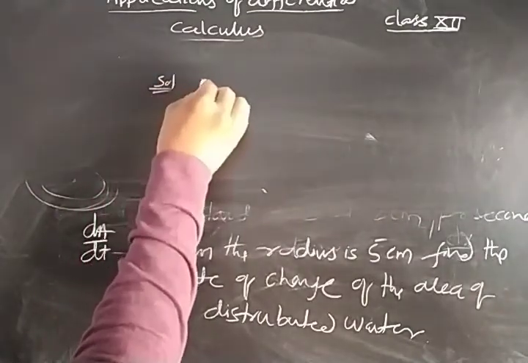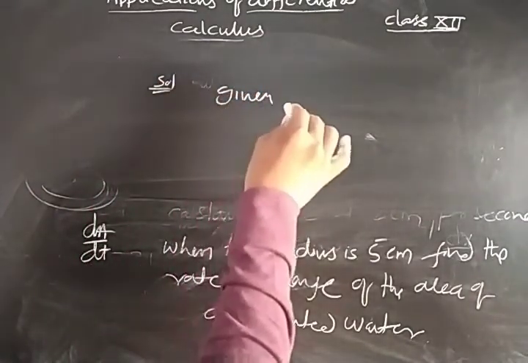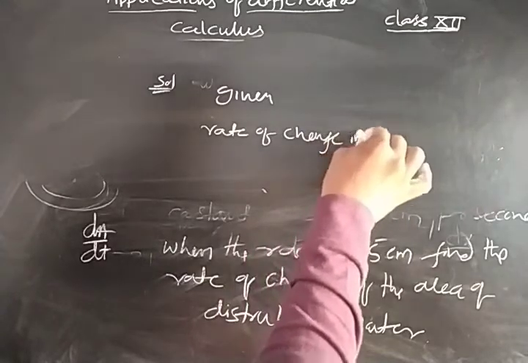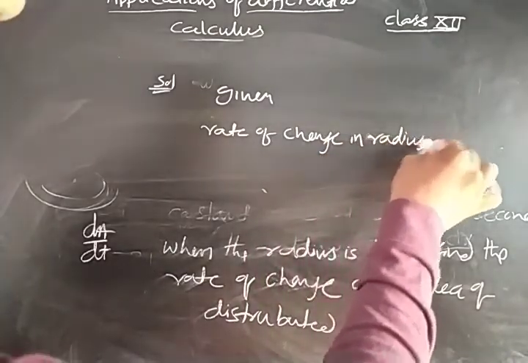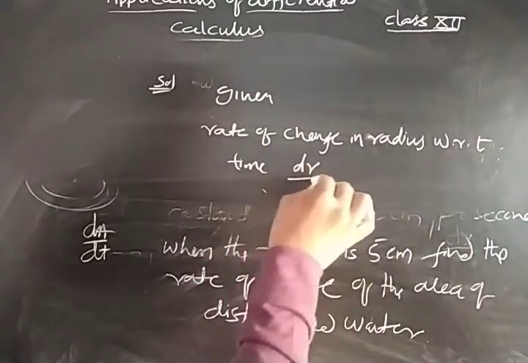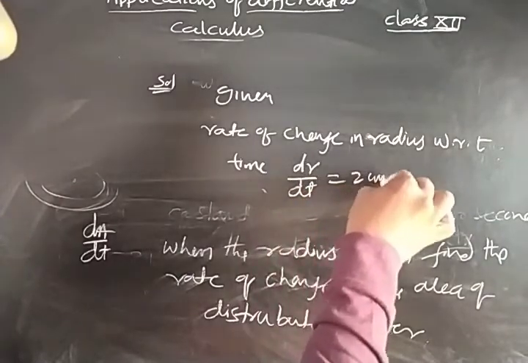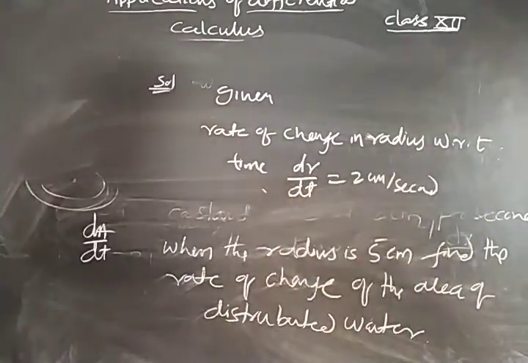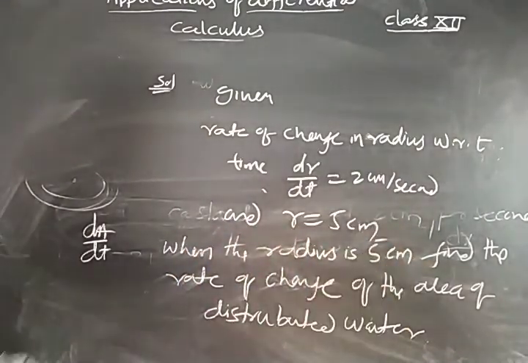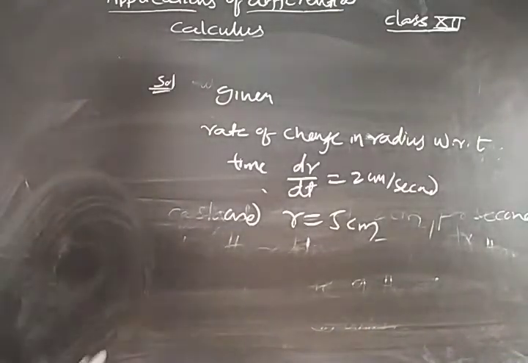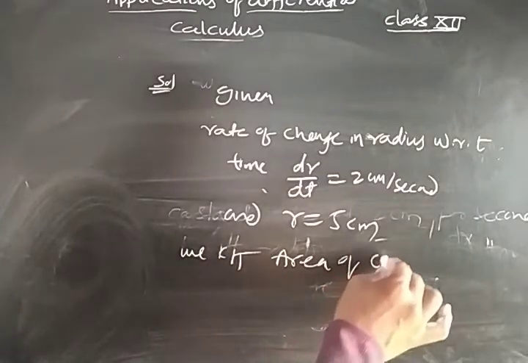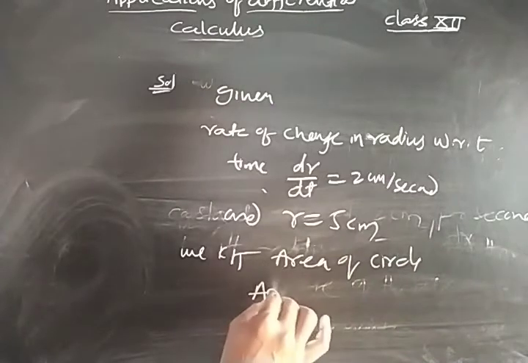Solution. First write the given: the rate of change in radius with respect to time, denoted by dr by dt, is 2 centimeters per second, and r is 5 centimeters. Now we have to find the rate of change in area. We know the area of a circle. What is the area of a circle? Area is denoted by A equal to pi r square.